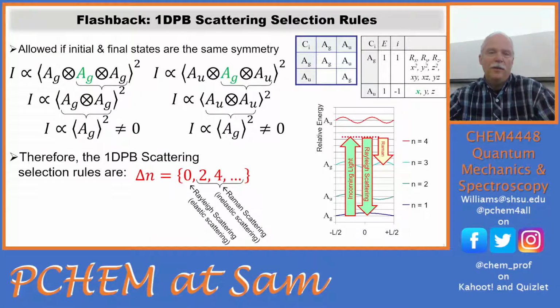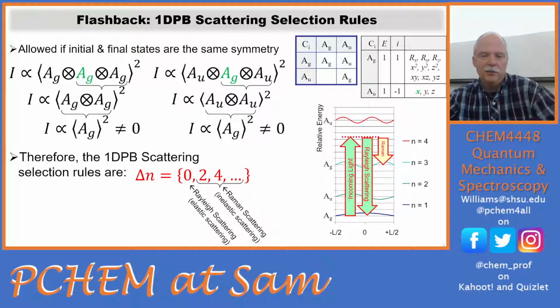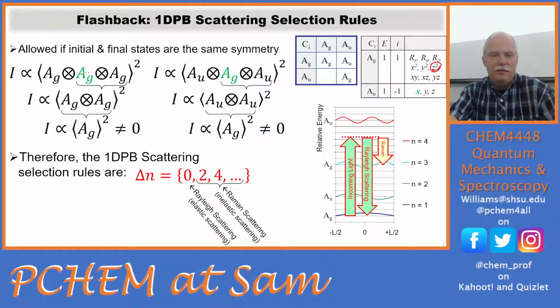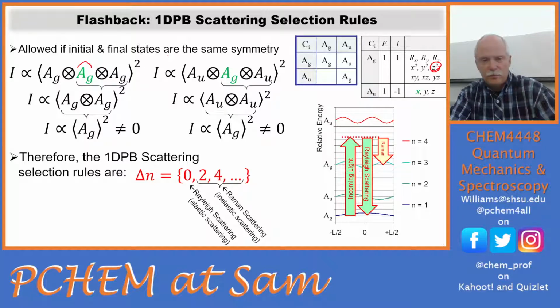And then for Raman, so the scattering selection rules, since our operator was Z squared in this case, then we have a G in the middle. And so we can't have a G and a U coupled because nothing would cancel the U. So we can either go from G to G or U to U by Raman. Now what that allows then is our selection rules to be 0, 2, 4, etc. And that 0 is Rayleigh scattering, and the changes in 2, 4, etc. are Raman scattering.